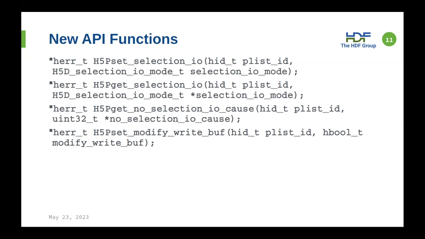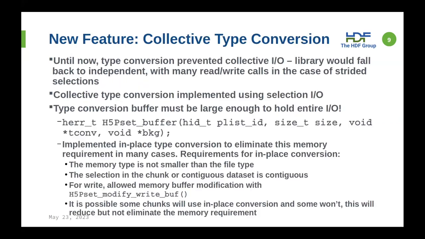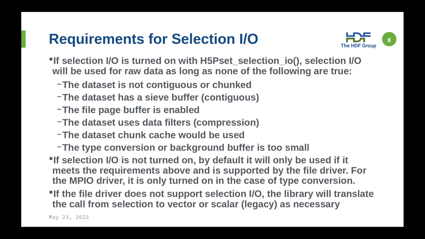And you also mentioned that there's a limitation that if the data set is chunked, then it will fall back to using independent IO. Is this the case if the data set is chunked? Are you talking about if the chunk cache is used? No, the data set layout is defined as a chunk layout. And the first bullet here says the data set is not contiguous or chunked. Right. So these are cases that break selection IO. If the data set is contiguous or chunked, it can still use selection IO. So most data sets are going to be contiguous or chunked, and in most cases this will not break selection IO.